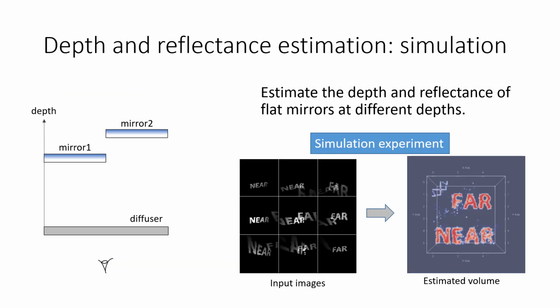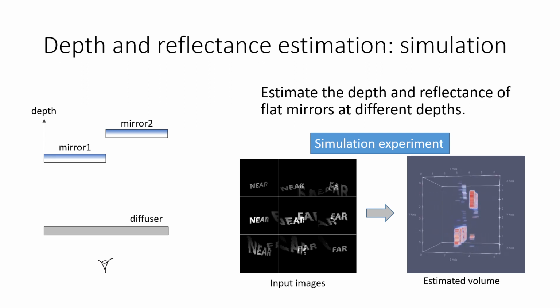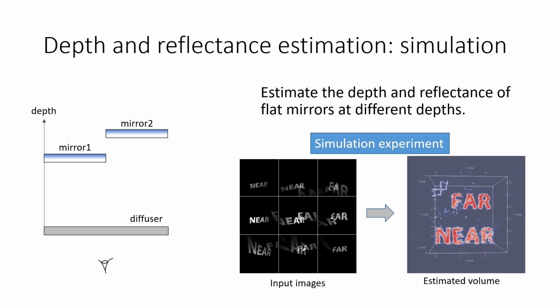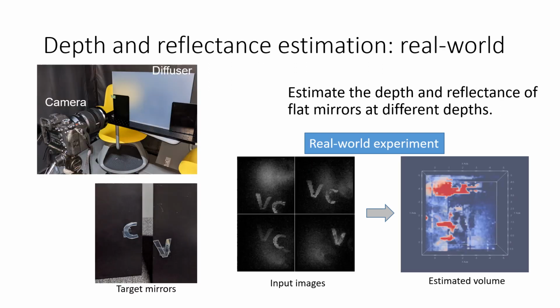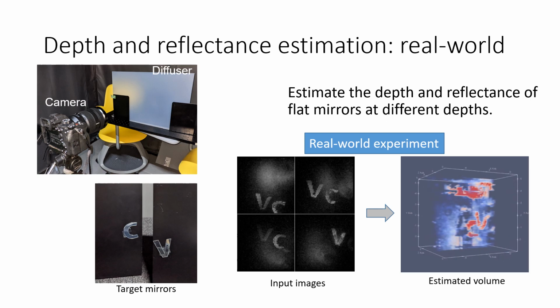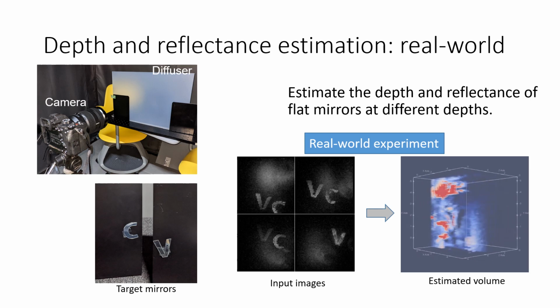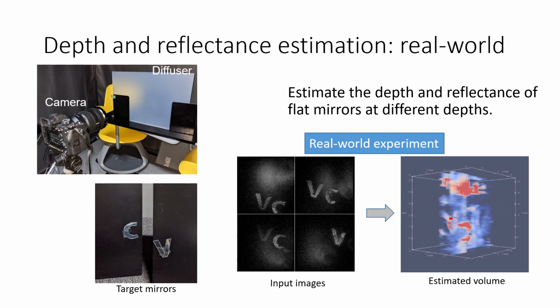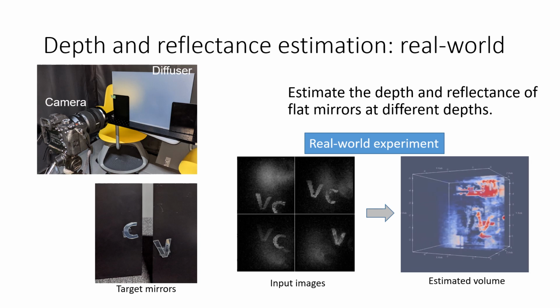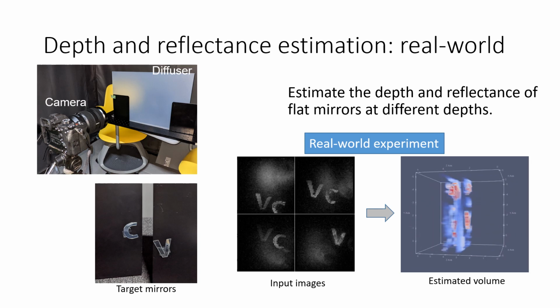Finally, we reconstruct flat mirrors having different shapes at different depths. In the simulation experiment, depth and reflectance distribution in the volume are successfully estimated from 9 observations. Results for the real-world experiment: the proposed method also successfully estimates depth and reflectance from 4 input images.